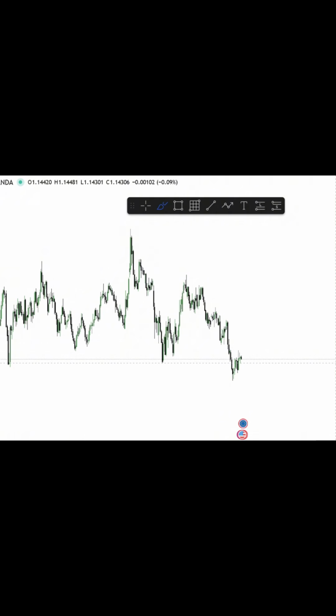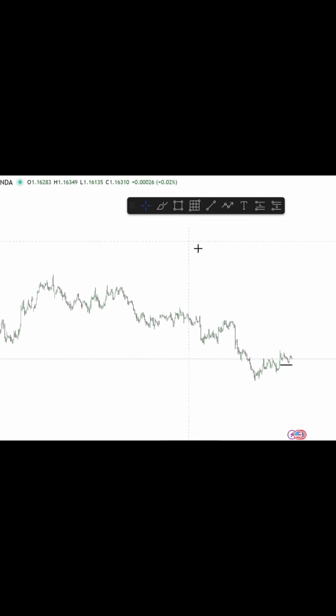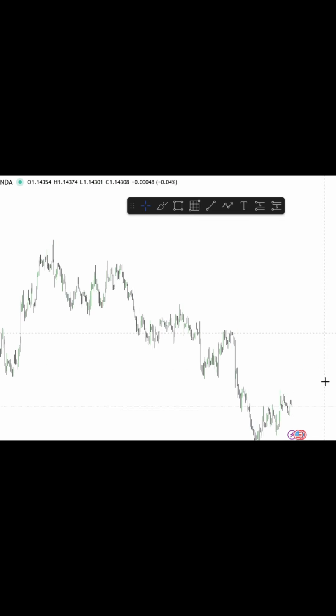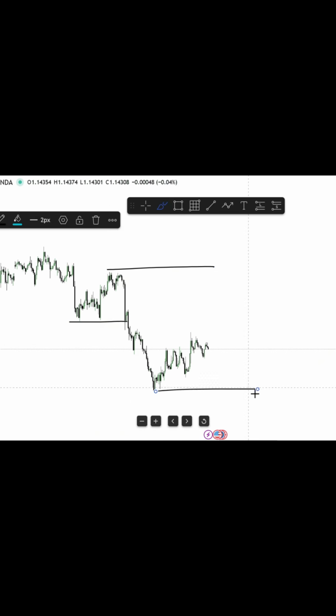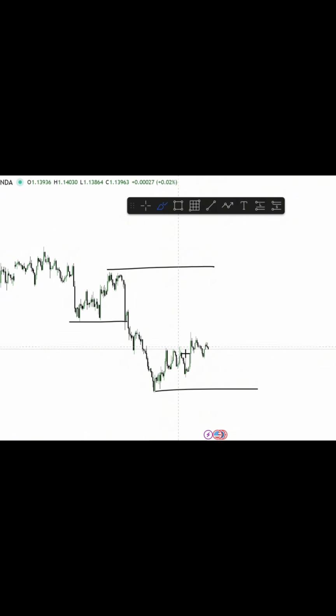If we go down onto the 4-hour time frame, what we can see is we've had our most recent break of structure here. This is our swing high and this is our swing low. This supply zone is technically still in control, but it is fighting with demand, which is also somewhat in control. So it's just fighting between the two at the moment.